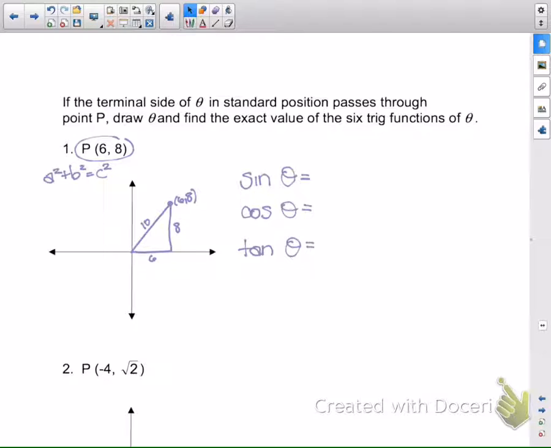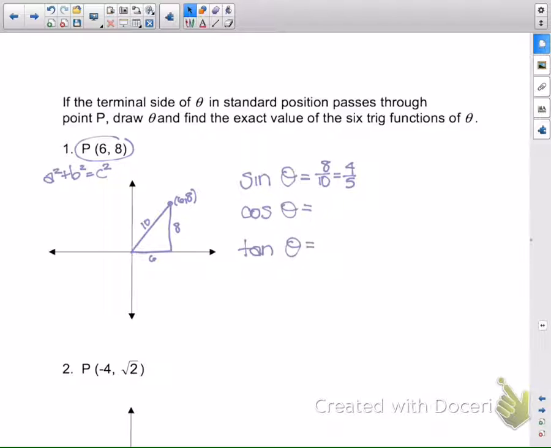Okay, you are not solving anything with this. You are setting up a ratio. A ratio is just a fraction. So we said sine is equal to what over what? Opposite over hypotenuse, which in this case is 8 over 10. We always reduce, which means it's actually going to be equal to 4/5.